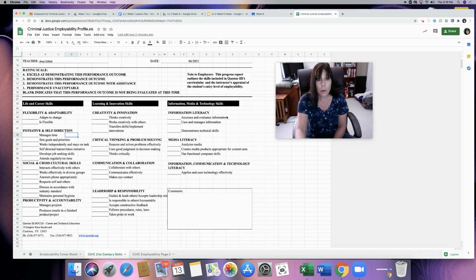And our last category here is really mostly technology kind of skills. So it says information, media, and technology skills. Information literacy, accesses and evaluates information, uses and manages information, demonstrates technical skills. Media literacy, analyzes media, creates media products appropriate for content area, has functional computer skills. And then information, communication, and technology literacy, applies and uses technology effectively.